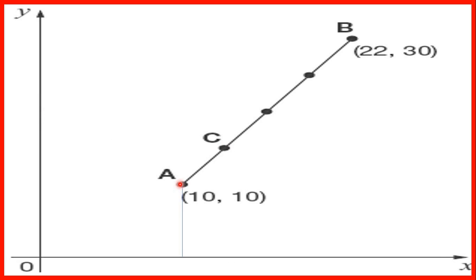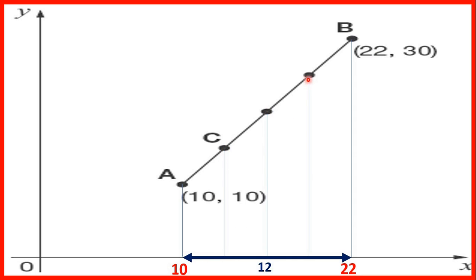So we know that the x-coordinate for point A is 10 and the x-coordinate for B is 22. Now the difference between 10 and 22 is 12, but we have another 3 points in the middle. So that gives us 4 spaces altogether. So from one point to the next will be a difference of 3, because 3 plus 3 plus 3 plus 3 is 12. And the difference between A and B is 12. So C will be 3 more than 10, so that's an x-coordinate for C of 13.